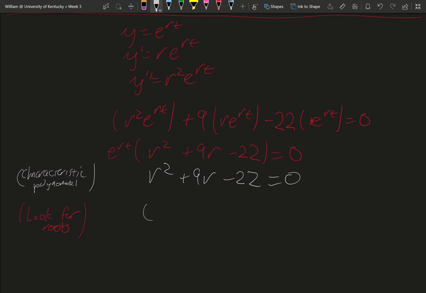So in this case, we can actually factor this. Negative 22 can be written as 2 times 11, and positive 11 plus negative 2 adds up to 9. And so that tells us that r is equal to 2 or negative 11.